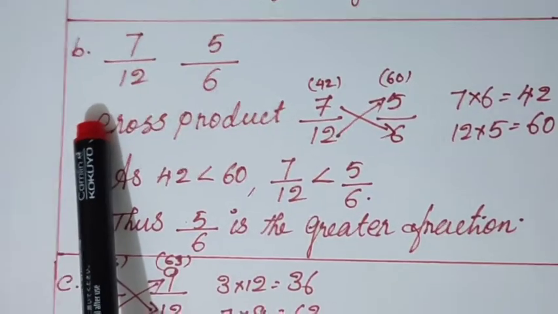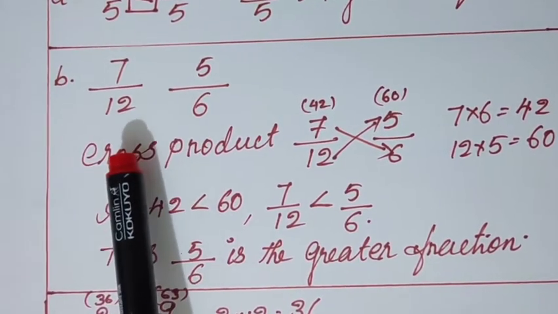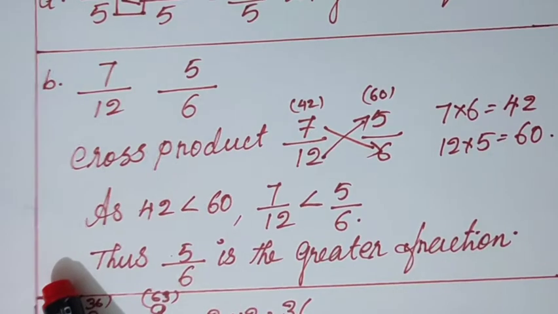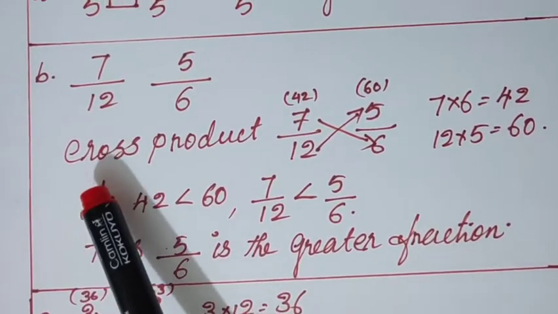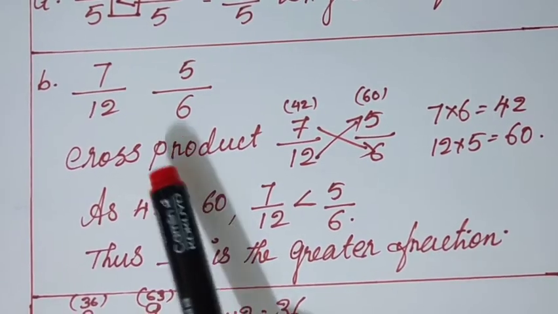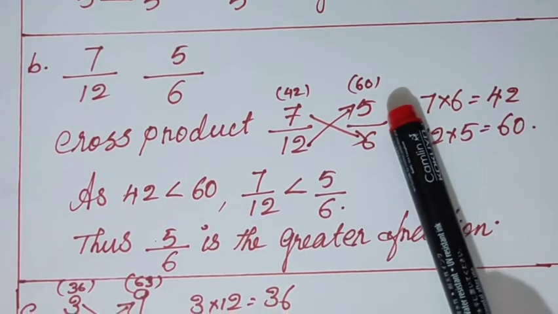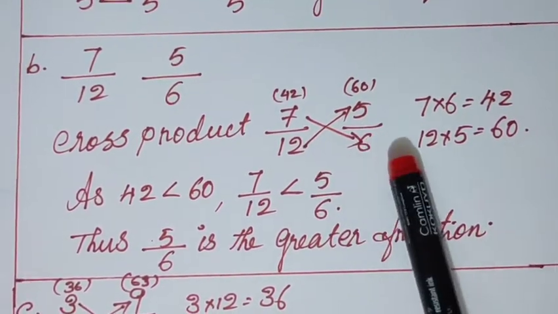Next, 7 by 12 and 5 by 6. Here, numerators and denominators are different. We can use the cross multiplication method. In the cross multiplication method, we have to find the cross products first. That means 7 multiply 6 and 12 multiply 5. 7 multiply 6 is equal to 42 and 12 multiply 5 is equal to 60.